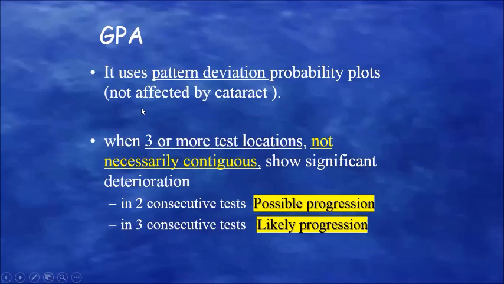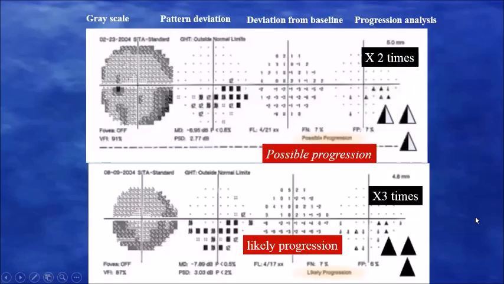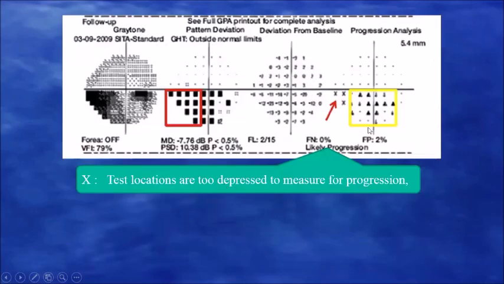So the glaucoma progression analysis depends on the pattern deviation probability map. Now there are 3 or more test locations, not necessarily touching one another. If they show significant deterioration in 2 fields, then you get the term possible progression. If it's in 3 consecutive fields, then it's termed likely progression. And this is what is shown, and this is what's written here. So we need to depend on that. Again, in this area you can see these points, sensitivity is very low, so they are not tested anymore.